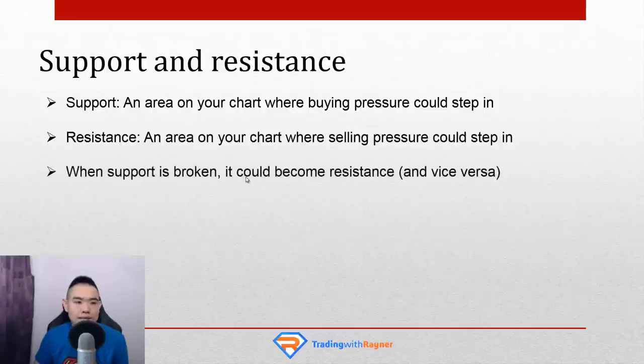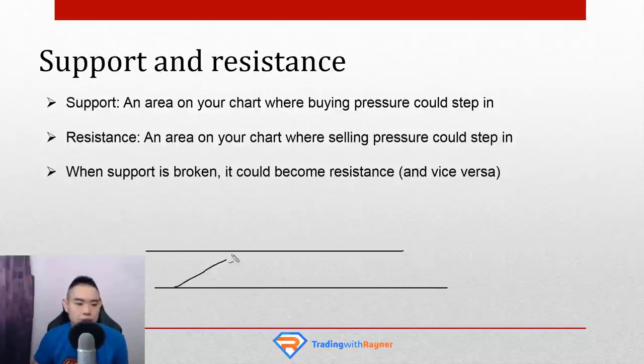And another thing to add is that when support is broken, it could become resistance and vice versa. So for example, let's say the market is in a range like this. Okay, it goes up, comes down, goes up, comes down, and breaks out of the range, breaks out of resistance. Now when it comes back down lower, this area of resistance, this previous area of resistance, right?